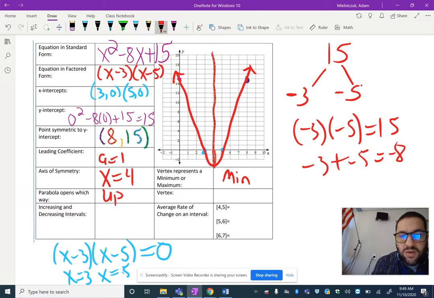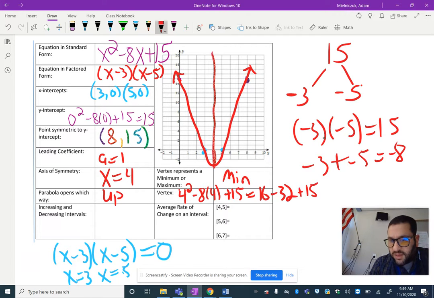Okay, where is our vertex? Well, we know our vertex is when x equals 4. So let's figure it out. We're going to have 4 squared minus 8 times 4 plus 15, which is going to give us 16 minus 32 plus 15. So 16 minus 32 is negative 16, plus 15 will give us negative 1.